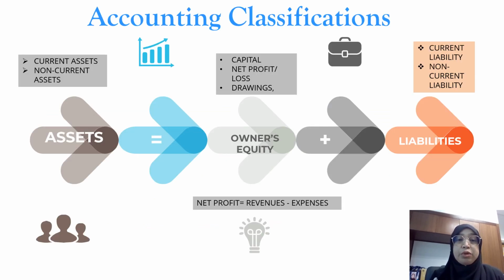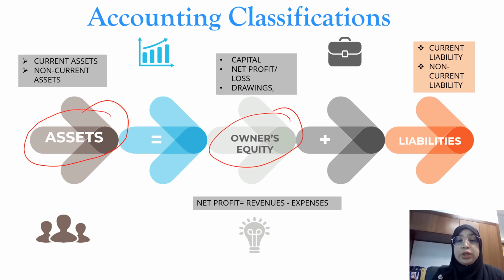Okay, now let's move to accounting classifications. Based on our equation just now, assets equal owner's equity plus liabilities. Now, assets actually consist of two types: current assets or non-current assets. Asset refers to properties owned by the business. Basically, there are two types of assets, which are non-current assets and current assets.